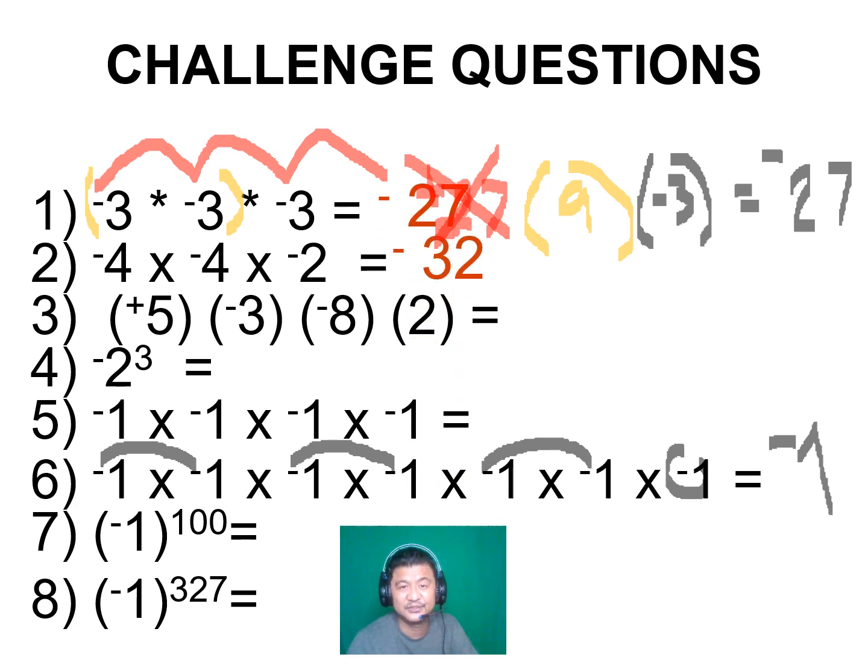We know that answer, negative 32, correct? 240. Okay, the fourth one means negative 2 times negative 2 times negative 2. Negative 8. Now, this is a pair and another pair. Positive 1. We got the negative 1.